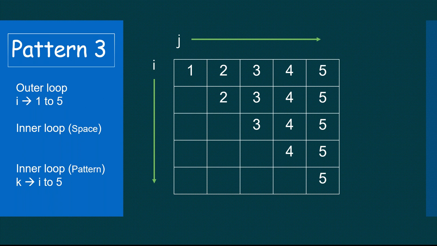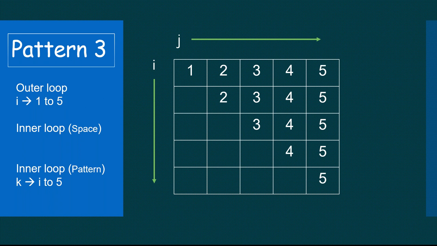So it should be the j value, that is the k value. You can see the first value is 1 for the first row, second row it is 2, third row it is 3. It keeps on changing. It is nothing but the i value, ending with the value 5. For every row the end value is 5, so k will go from i to 5.